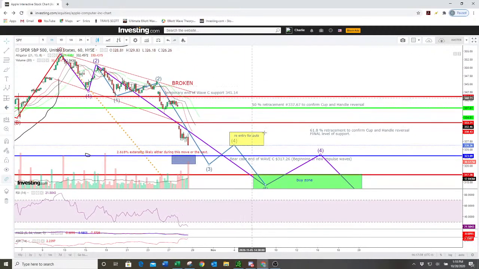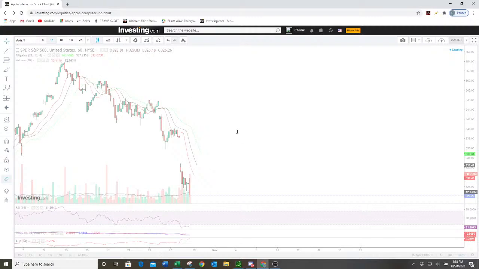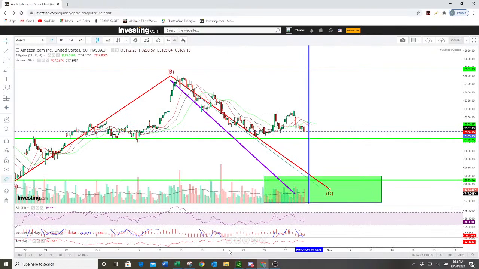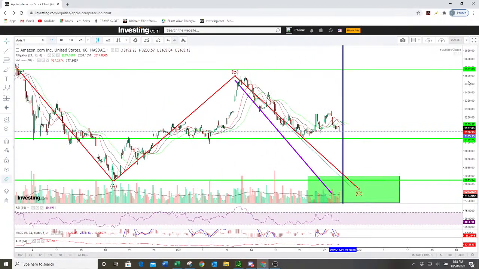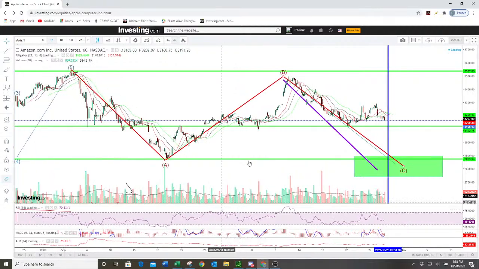Let's take a look at the big players that might impact this. Let's go look at Amazon. Amazon has earnings, I believe this Thursday after market close. You'll see that Amazon, and I've already done this for a few people, has a very similar chart to SPY, right?